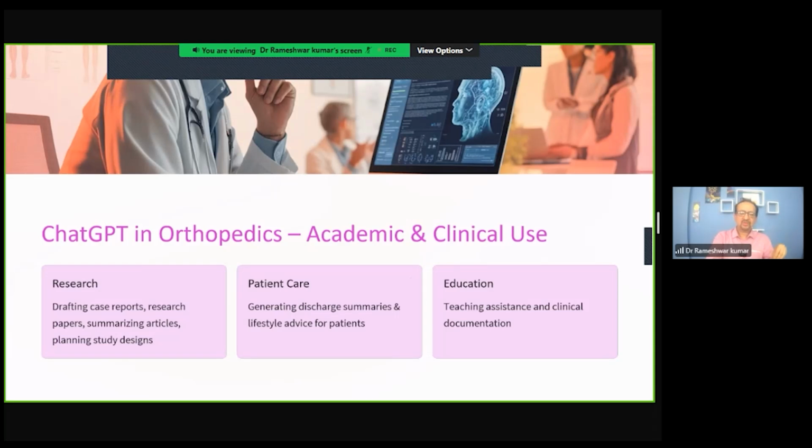I have used ChatGPT in research: drafting case reports and research papers, summarizing articles, planning study designs. In patient care, generating discharge summaries and personalized advice. A lot of my friends and relatives send their reports, which are 3 or 4 page PDF documents, and it's very difficult to read everything. I give it to ChatGPT, and it gives personalized advice, keeping the name.